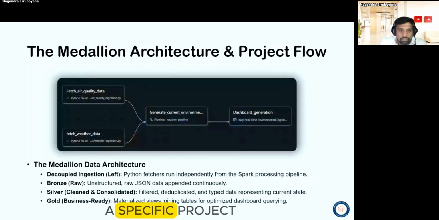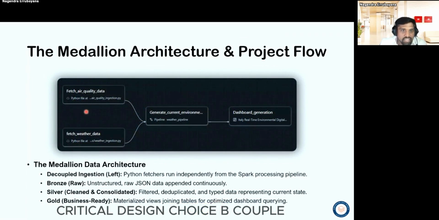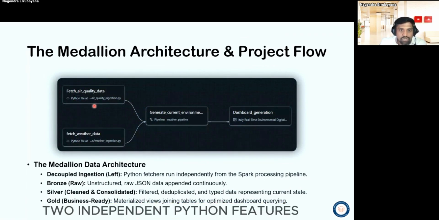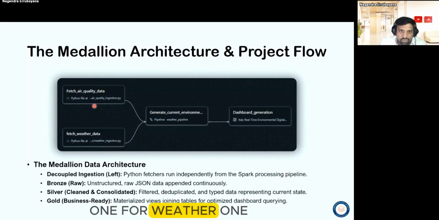Here is how our specific project maps to the architecture. On the left, you will see a critical design choice: decoupled ingestion. I wrote two independent Python functions, one for weather, one for air quality. They run independently from a Spark processing pipeline. Why? Because external APIs go down. If Open Meteo crashes, our Spark cluster doesn't fail, it just waits.